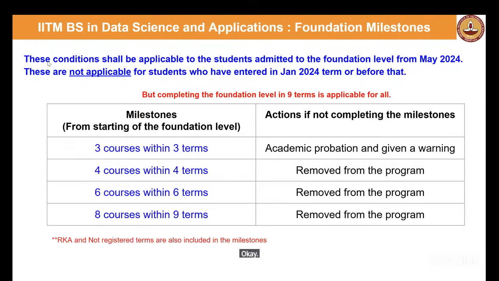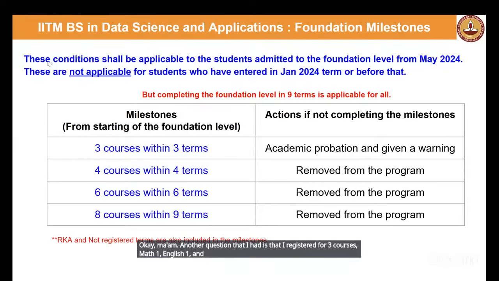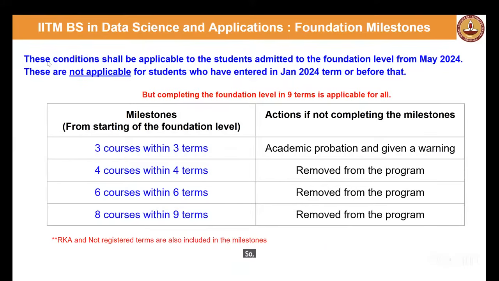Okay, ma'am. Another question I had is that I registered for three courses: Math 1, English 1, and CT 1. For these three courses, I don't have to do that SCT, right? No, no, no. And for these three courses, I have to give quiz 1, quiz 2, and the end exam, right? Correct. Okay. Thank you, ma'am.